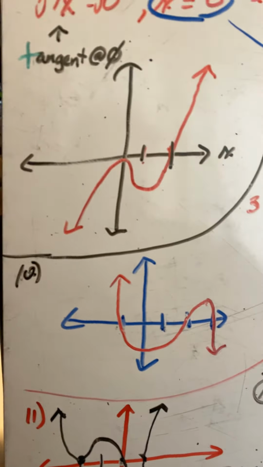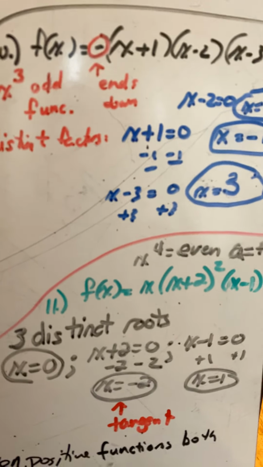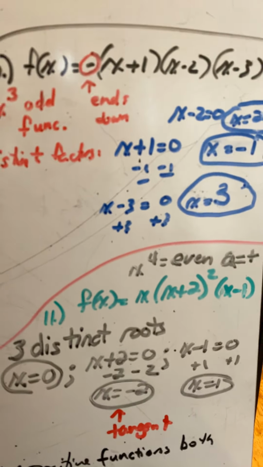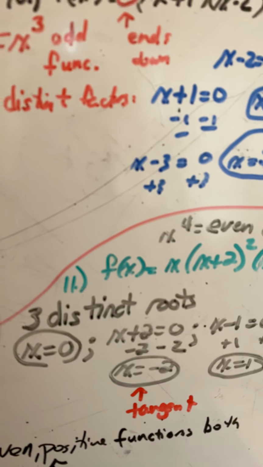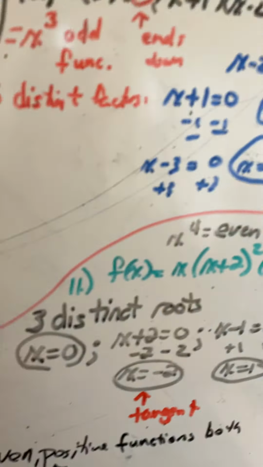Going to number 11. Last one, f of x equals x times the quantity x plus 2 squared times x minus 1. This one now is an even degree. It's called a quartic function. And so I have x, and there's x squared, right? See that? So that's x to the first, and x squared is x cubed times another x gives me x to the 4th power. It has three distinct roots because remember we said this is a repeated factor. So I have three distinct roots.